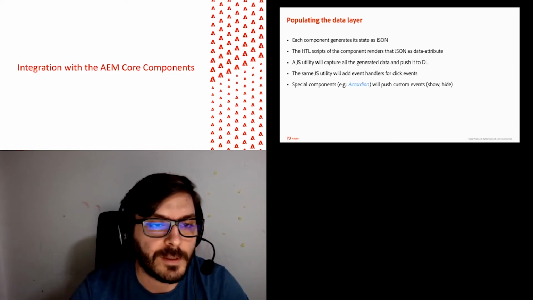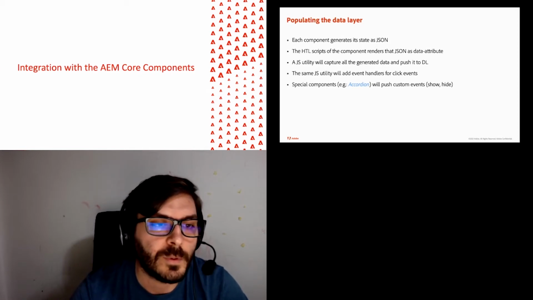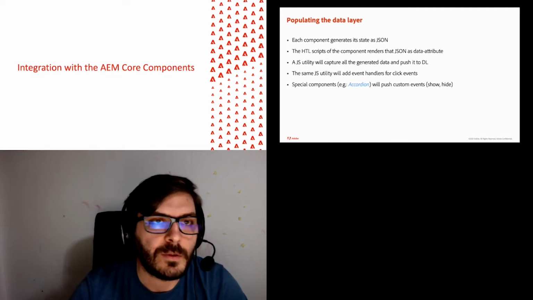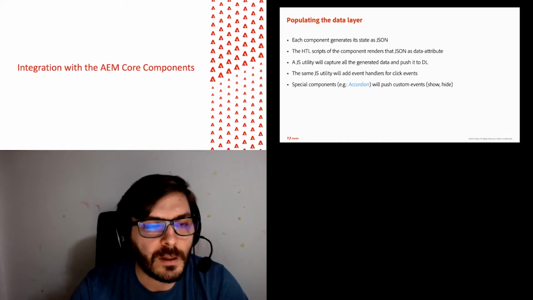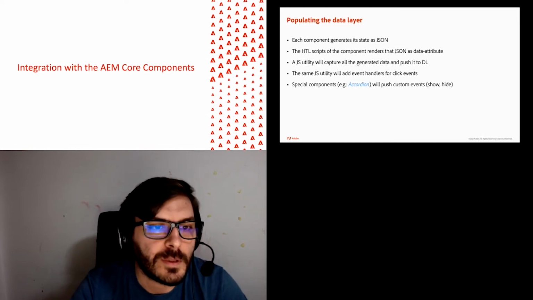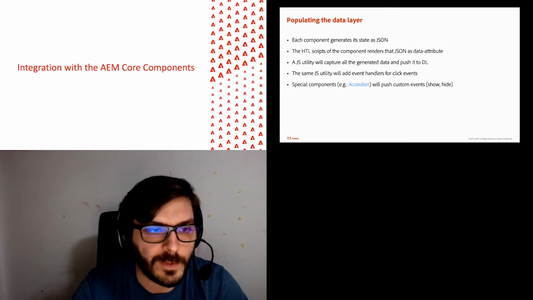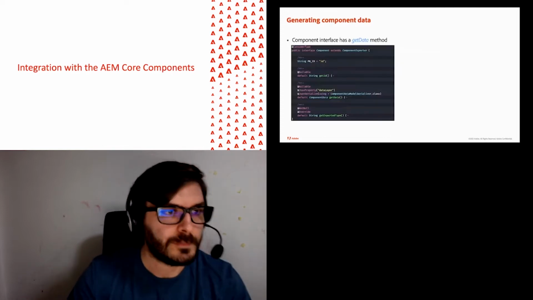They will fire events and you can register event listeners for that, so you know when a certain component was clicked. Then there's special components like the accordion or carousel that have custom events like showing or hiding certain items. And for those, the out-of-the-box integration will also push those events into the data layer, so you can subscribe to listen for those changes in the special components.